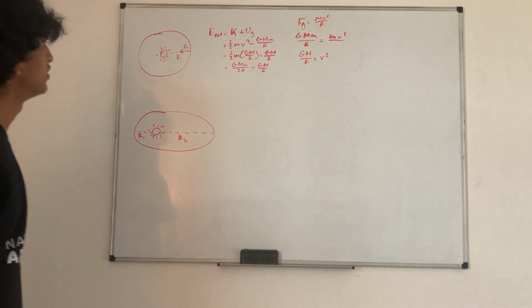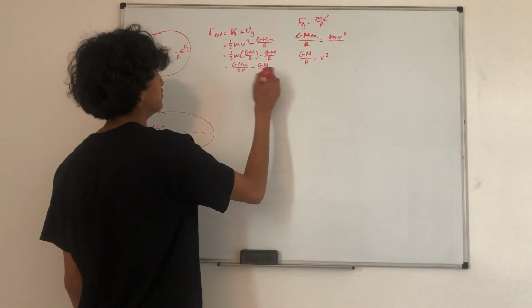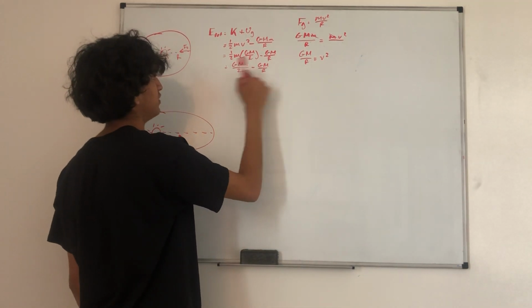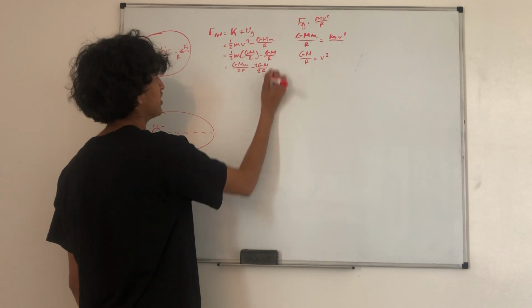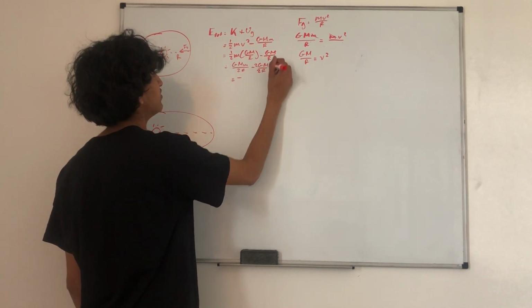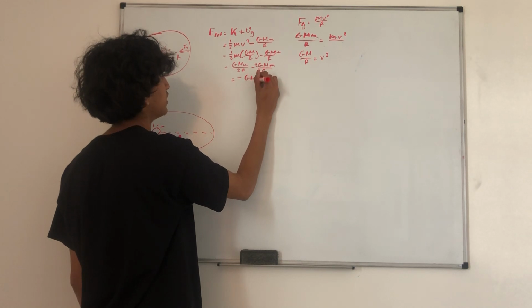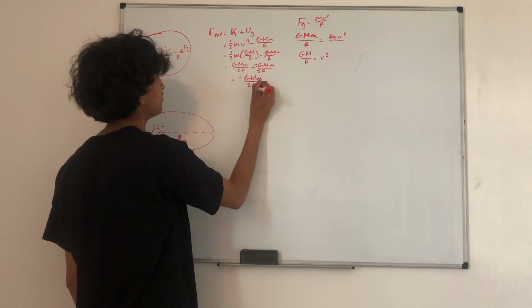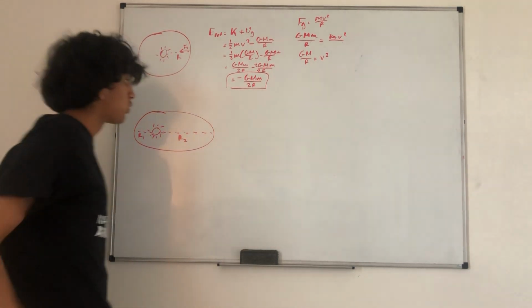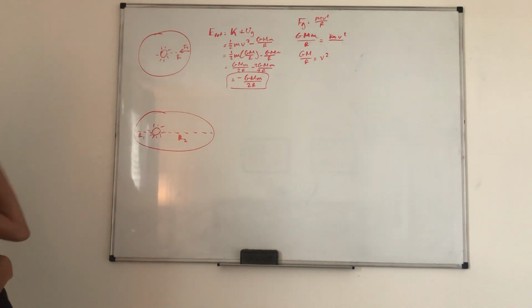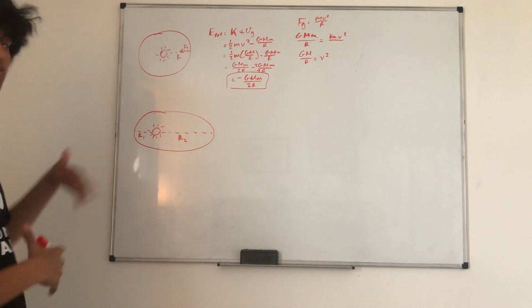So then if you plug in a 2 here, because we're doing fraction math and need the same denominator, you get 2 on both sides, and you will get negative GMm over 2r. So this is the total mechanical energy of an object in circular motion with the sun.